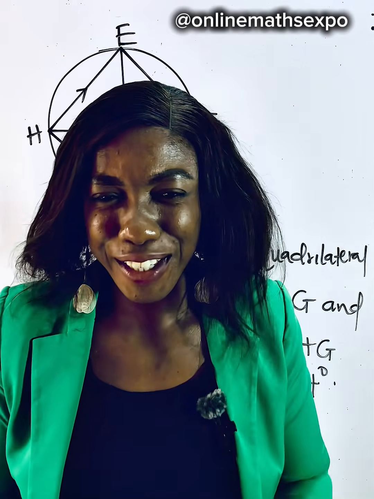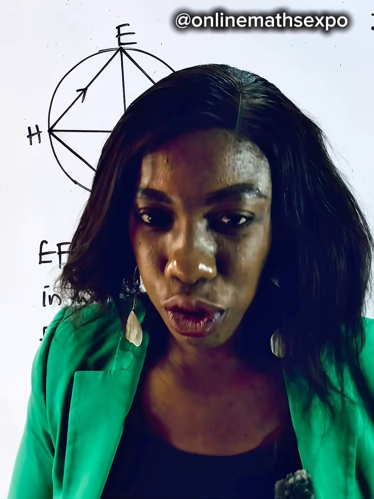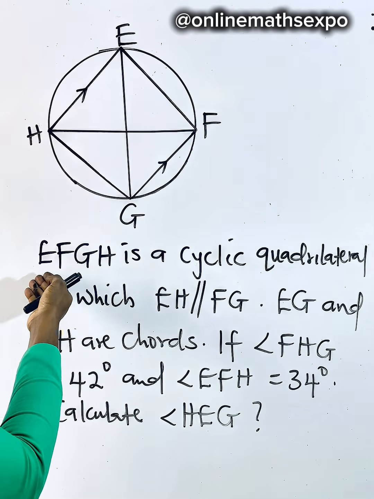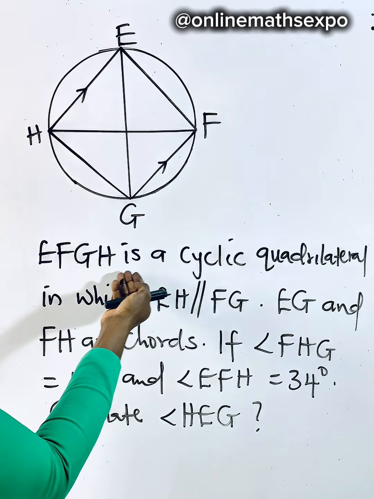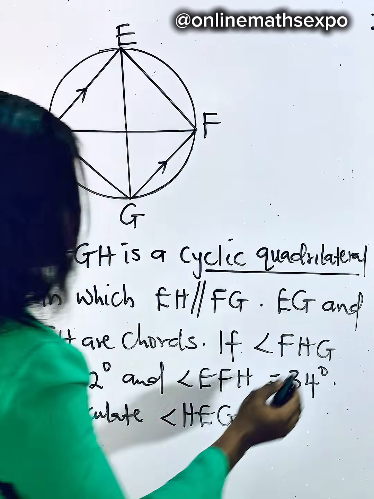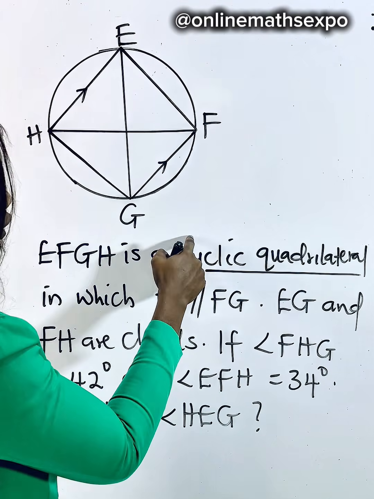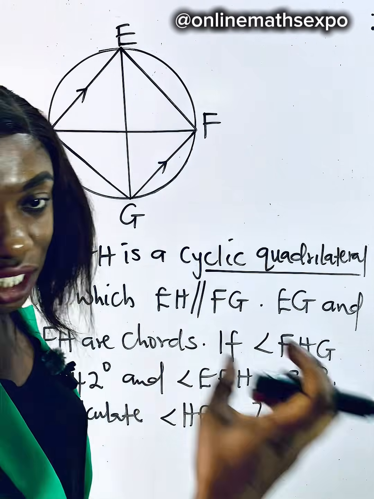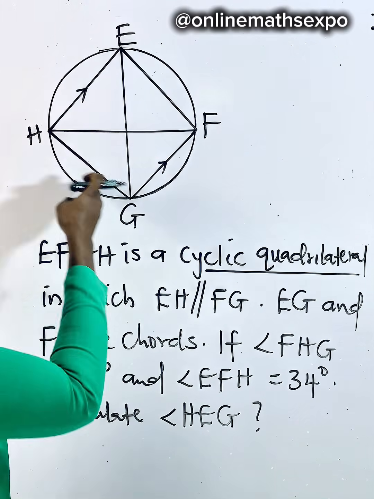Let's solve this challenging problem on circle geometry. We are given this diagram and we are told EFGH is a cyclic quadrilateral. What do we mean by cyclic quadrilateral? Cyclic means circle, just as you can see. Quadrilateral is a four-sided shape. You can also spot it in the shape.